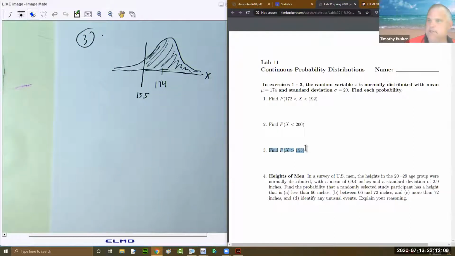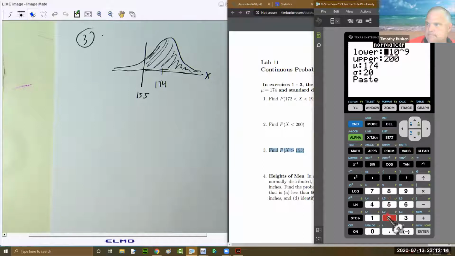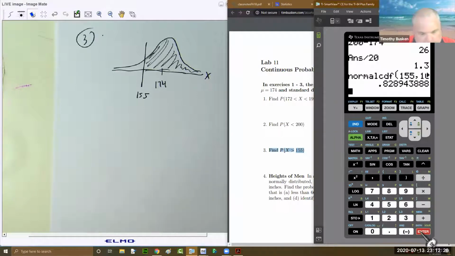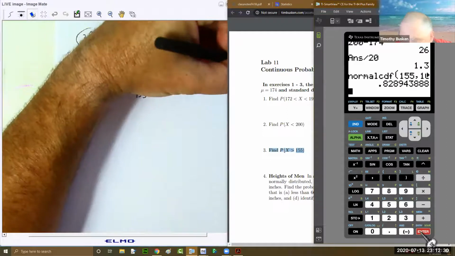So then we're just going to use normal CDF now. Our lower boundary is 155. Upper boundary needs to be 10 to the 9th. All the rest of that is the same, and bam, we're done. The answer ought to be 0.8289.